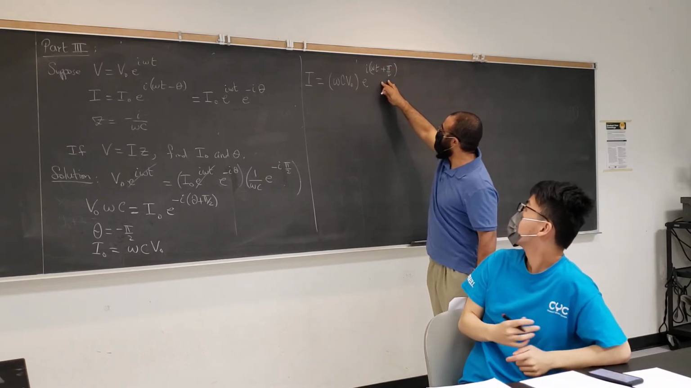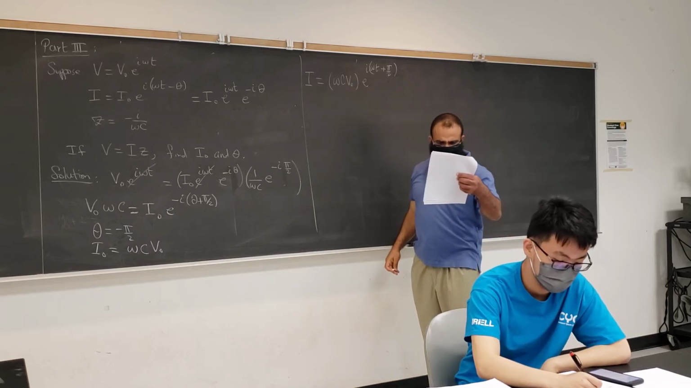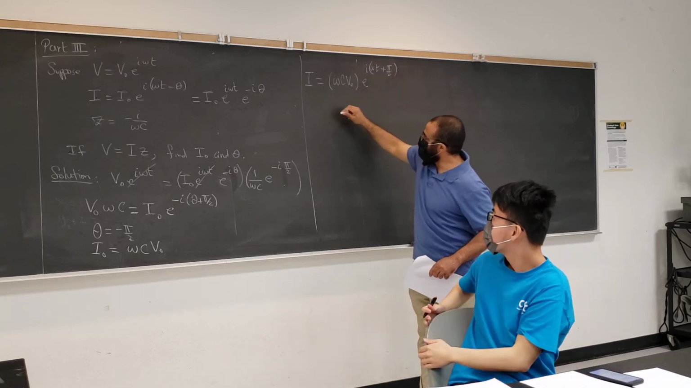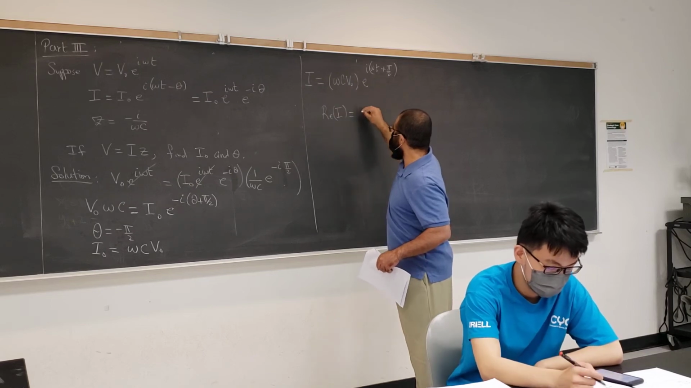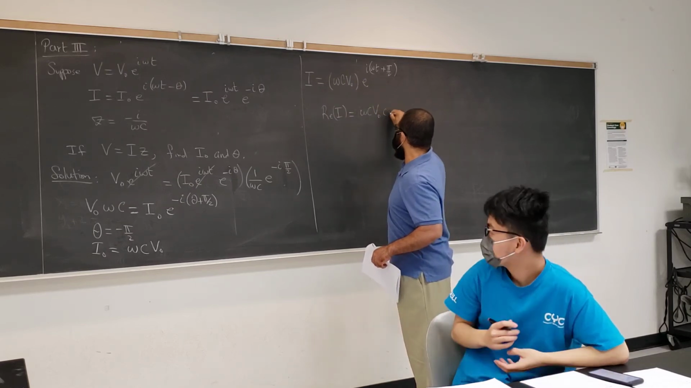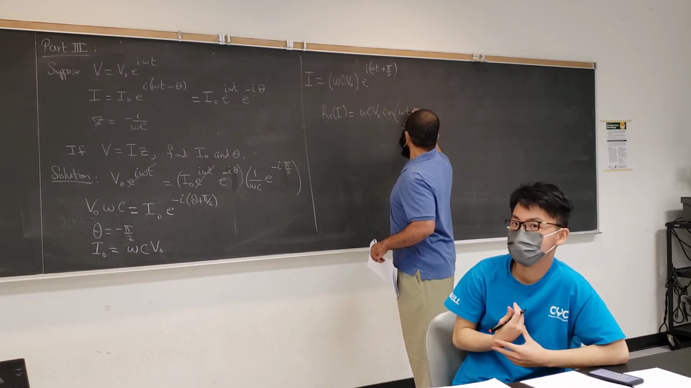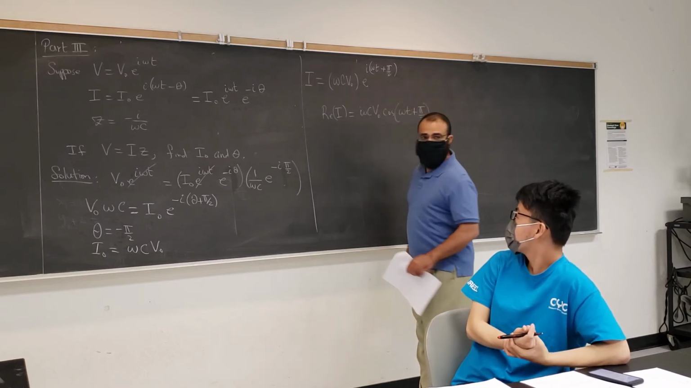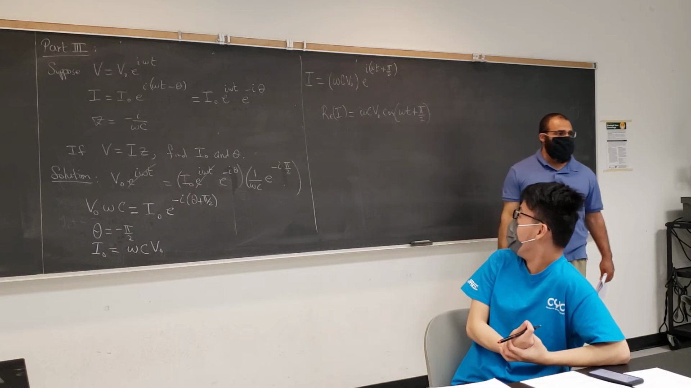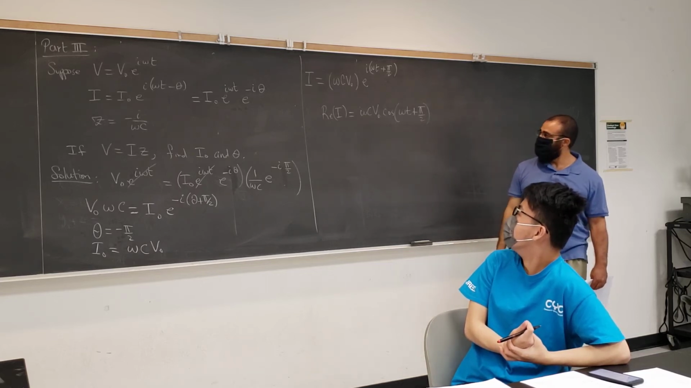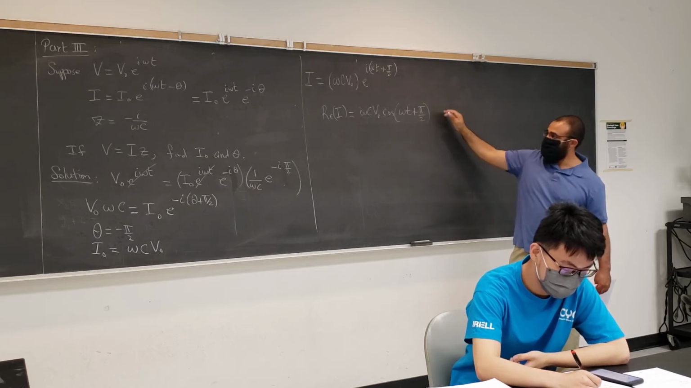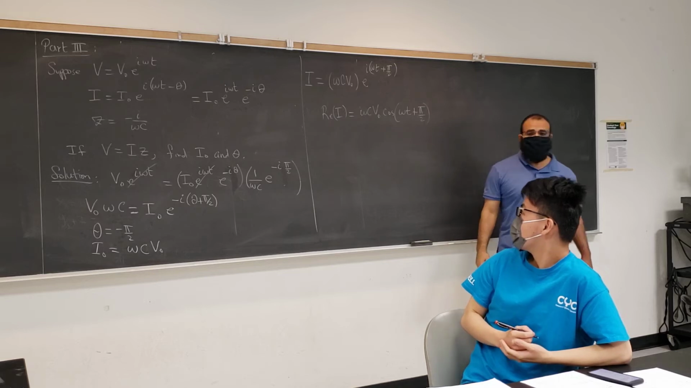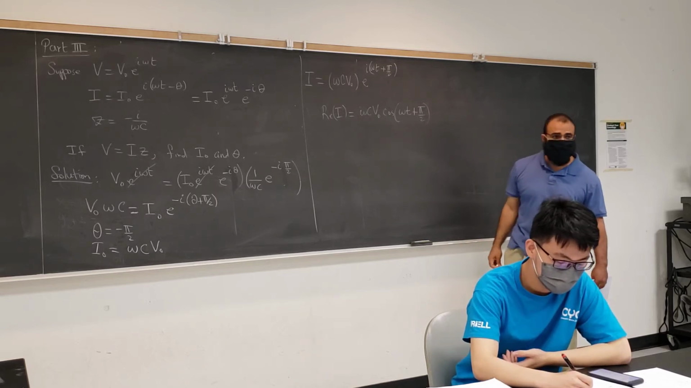Now, do they want me to do this at t equals 0? No, not at t equals 0, at any time. So the real part of I will be just omega C V0 times the cosine of omega t plus pi over 2. The imaginary part will be plus I, and then omega C V0 sine.